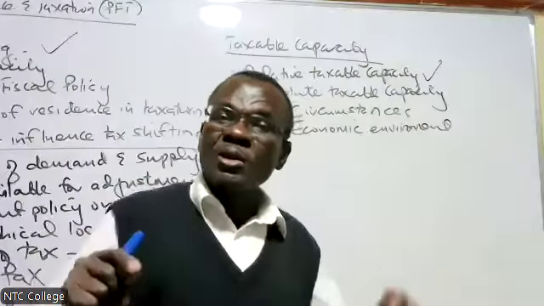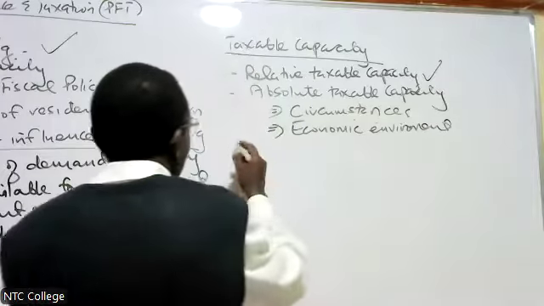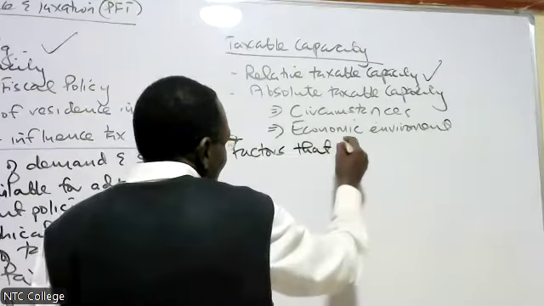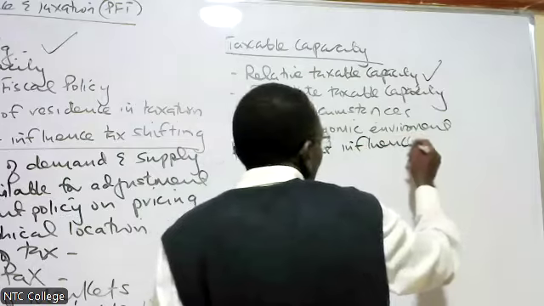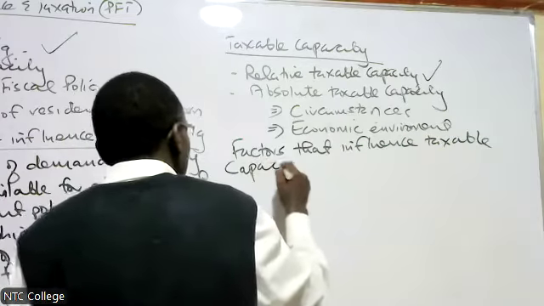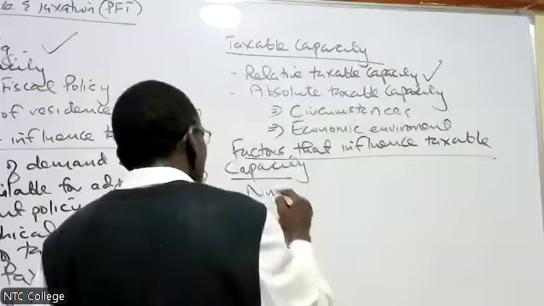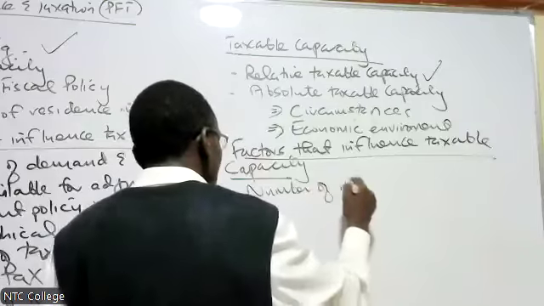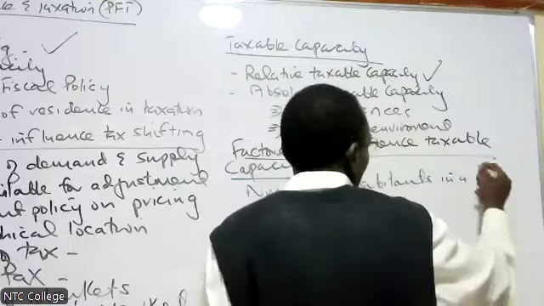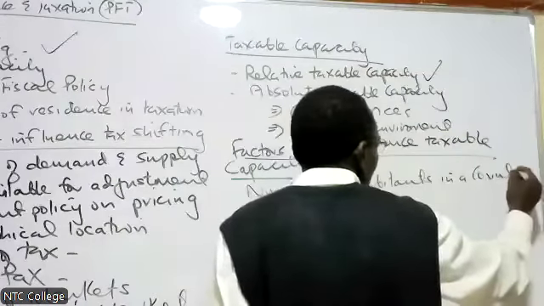Now, taxable capacity also has factors that influence it. And usually the examiner can ask you about those factors. So, factors that influence taxable capacity. The first factor is called the number of inhabitants in a country.